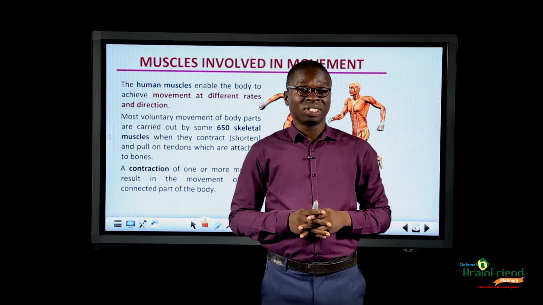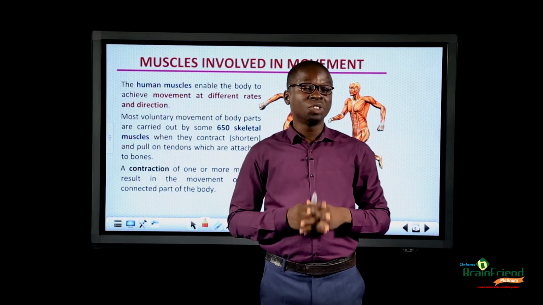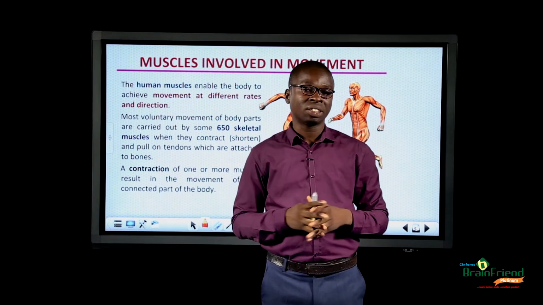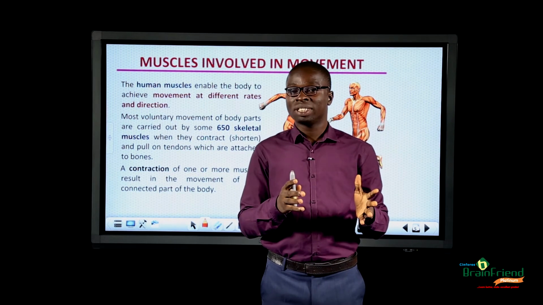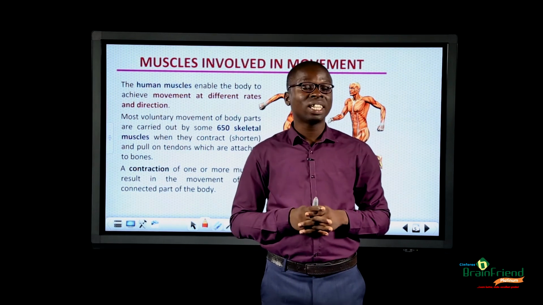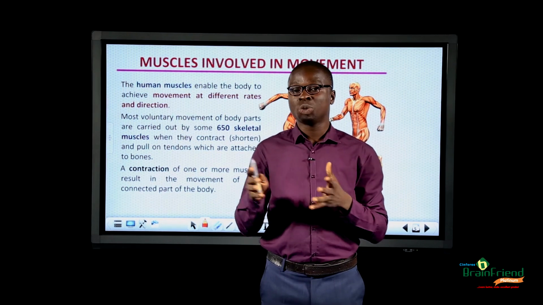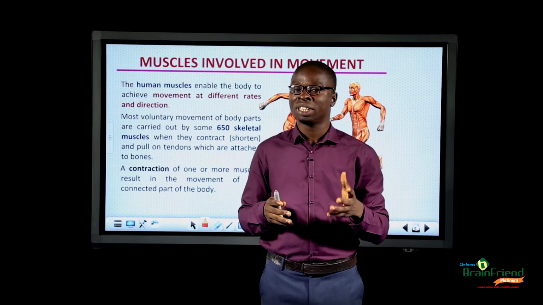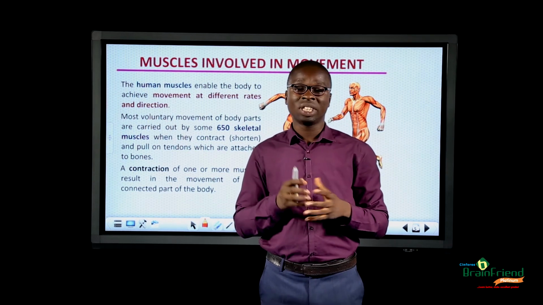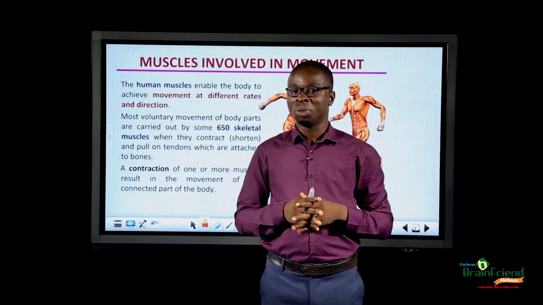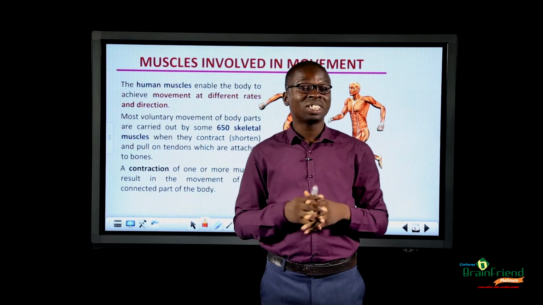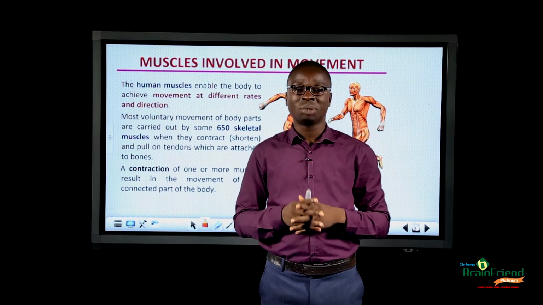The human muscles allow the body to achieve movement at different rates and directions. To achieve movement, about 650 skeletal muscles work together. These skeletal muscles are attached to bones by special tissues called tendons. And when the muscle pulls on a tendon, it pulls on a bone, which in turn results in the movement of the connected body parts.